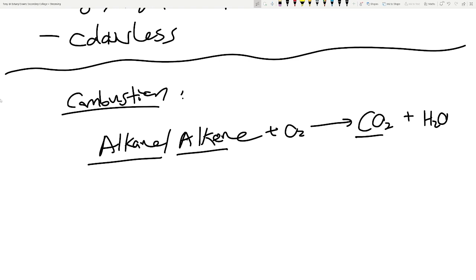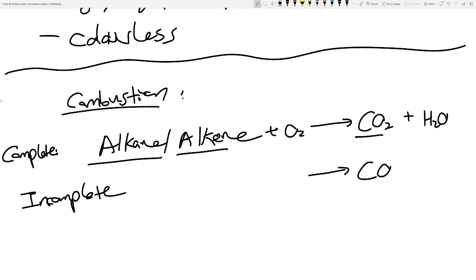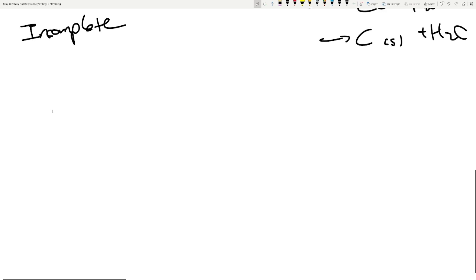So this is complete combustion, and then you may have incomplete combustion, where you do the same thing but make carbon monoxide and water. Sometimes you just make carbon soot and water. This is really minor. I wouldn't spend more than 2 minutes on this. It's just something good to know, because we're using fossil fuels as an energy source, and that just involves burning the fossil fuels.